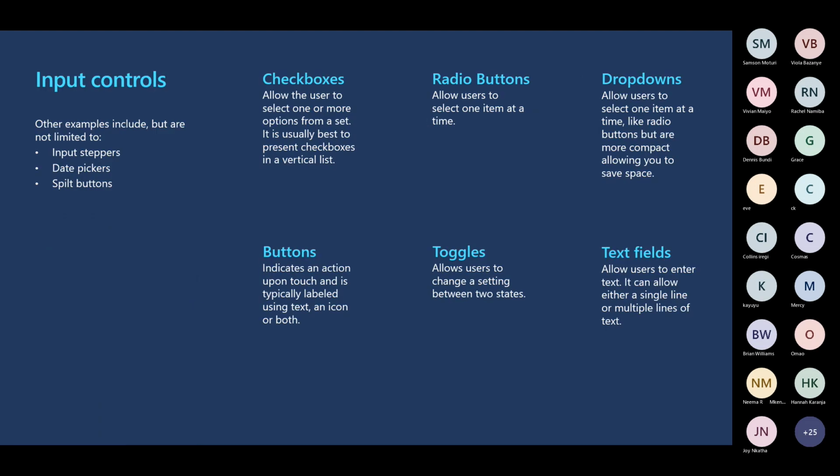So I've grouped them in a couple of categories. So we'll start with input controls. And I've highlighted these ones up here, the most common ones. So for example, we have checkboxes. They allow users to select one or more options from a set. Let me just switch really quick and then show you what that looks like.